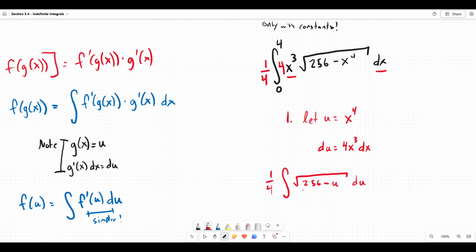Now, notice this is still complicated. So maybe I didn't go far enough. In fact, let's call the whole thing... we didn't really make it that much simpler. So we go back to our drawing boards. Let's call u not just x to the 4th, let's call it 256 minus x to the 4th.